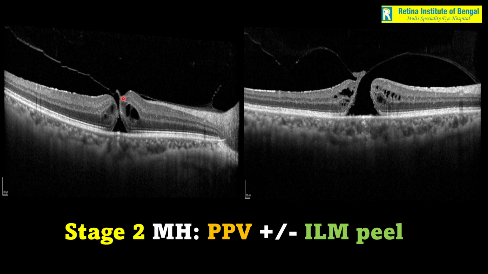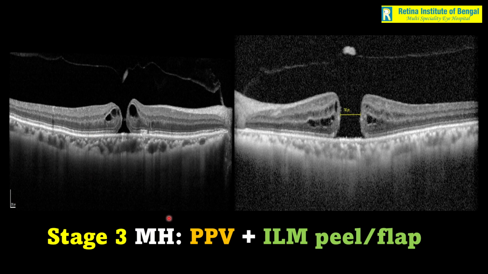In stage 2 macular hole, as in these two cases, usually vitrectomy is enough. If you have a larger hole, then for example, in this case where there is minimal separation of the retina, probably just a vitrectomy would be enough. If there is, however, a bigger gap, a bigger size hole, then you may consider doing some internal limiting membrane manipulations.